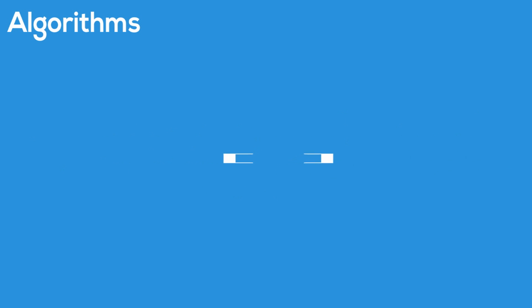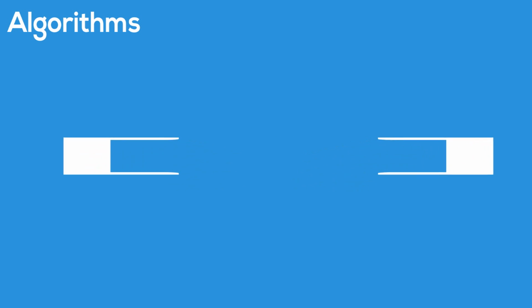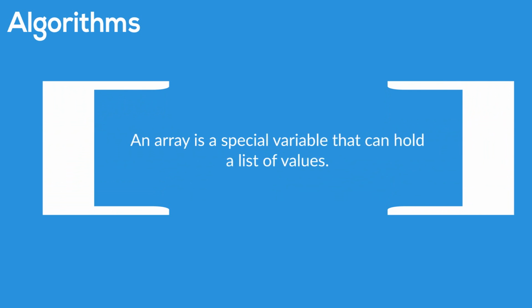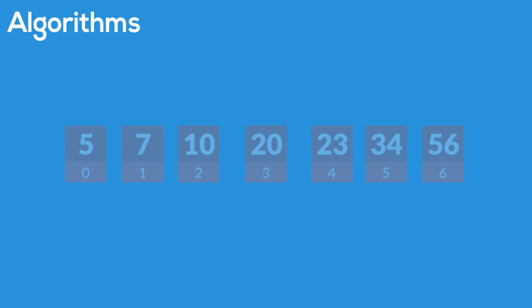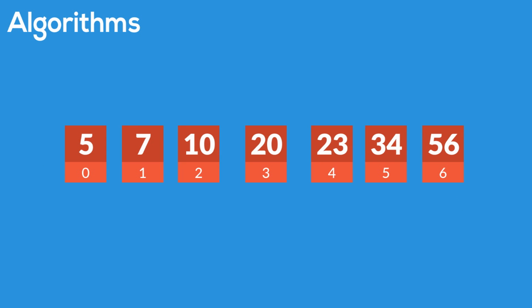We'll go over this in a bit more detail when we talk about data types, but for now, just remember that an array is a special variable that can hold a list of values. You'll definitely go over it at some point. So let's make an array: 5, 7, 10, 20, 23, 34, and 56. These are all the numbers we put in our array. Now let's assign positions to each value. Remember that in programming, we start at 0 and not 1.